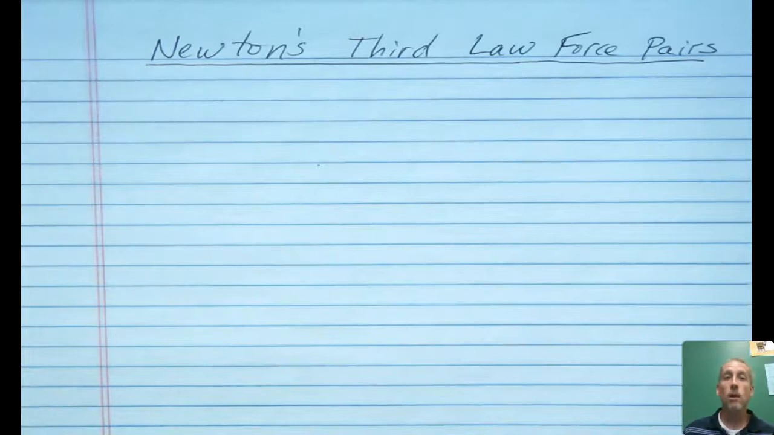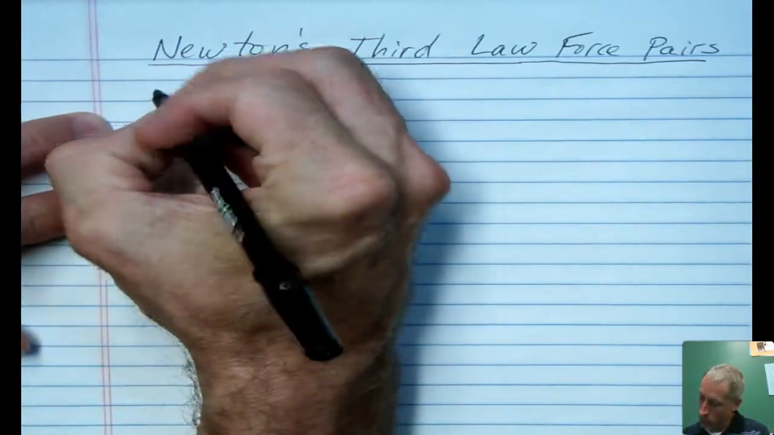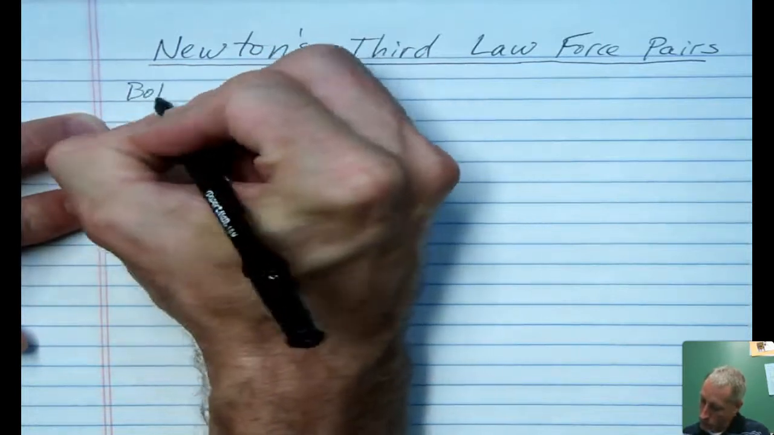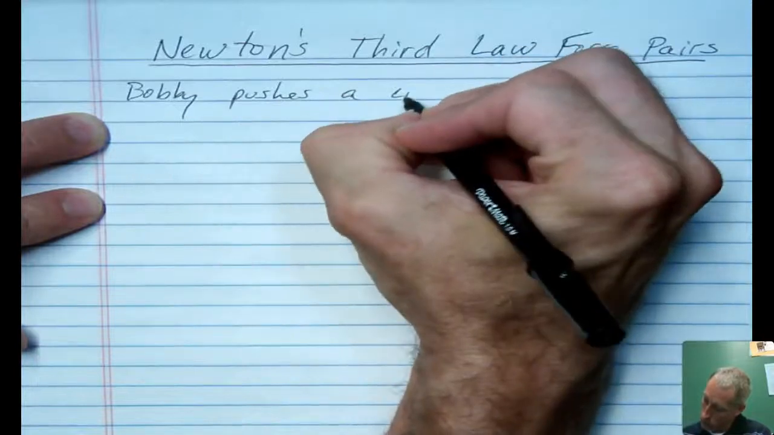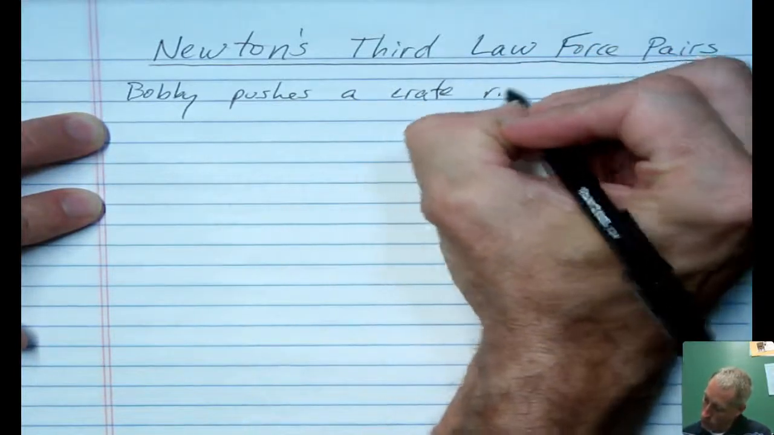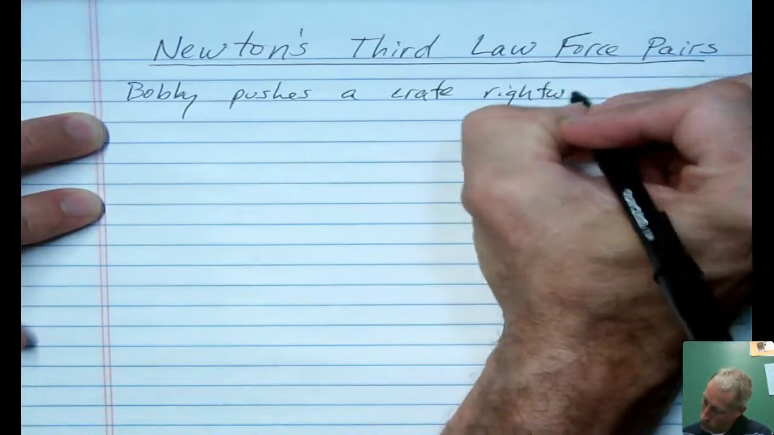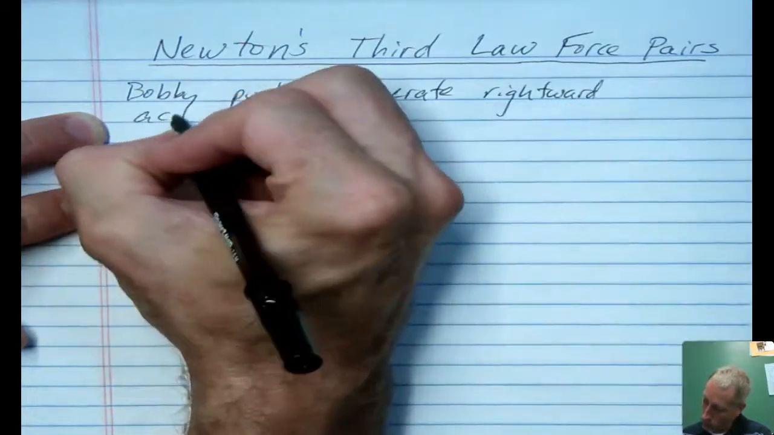So let's start with a very typical example, something we've already dealt with before. You probably have in your physics class if you're not in mine, and that's how we draw the forces acting on an object that's sliding across the floor. We've got a person pushing a box, so we could say Bobby pushes a crate rightward across the floor.